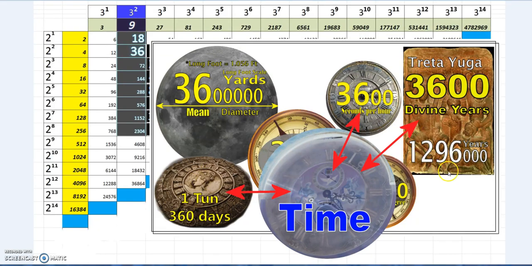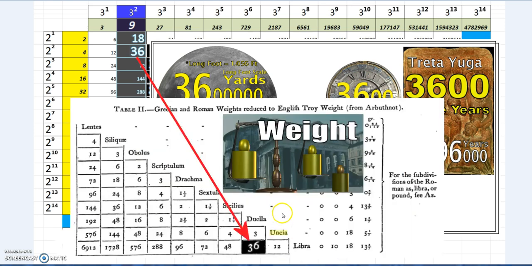So the Treta Yuga, in the Yugas, is a definition of time. 3,600 seconds per hour. And even in the Mayan count, 1 tun, 360 days. So we see references to time. We'll see references to weight. So, for instance, the old Grecian, Greco-Roman system of weights and how it just happens to convert to English grains. It's all very nice. 36, or harmonics from top to the middle to the end.